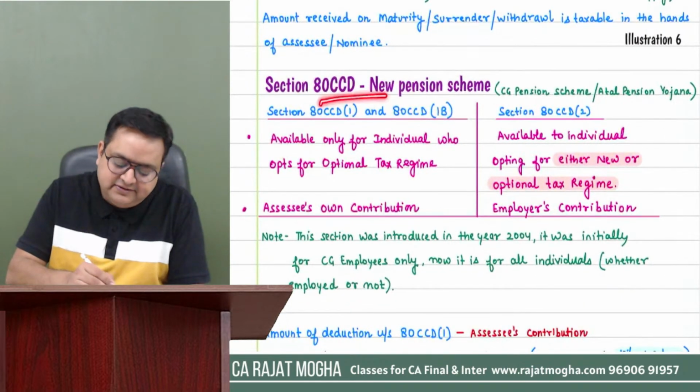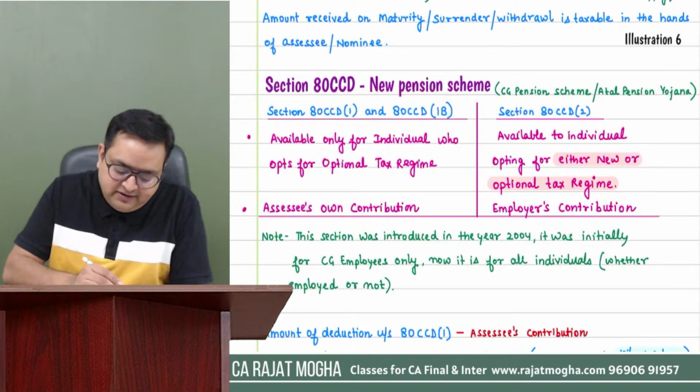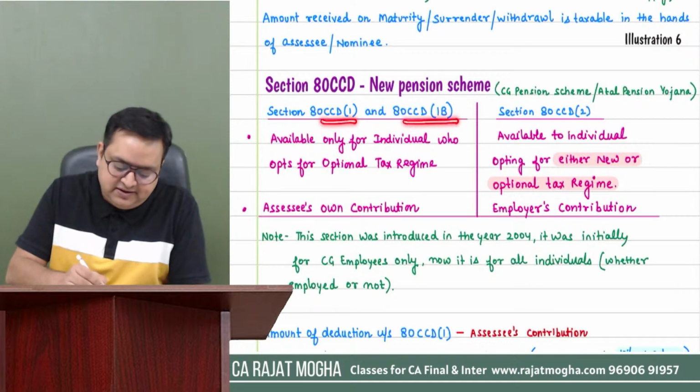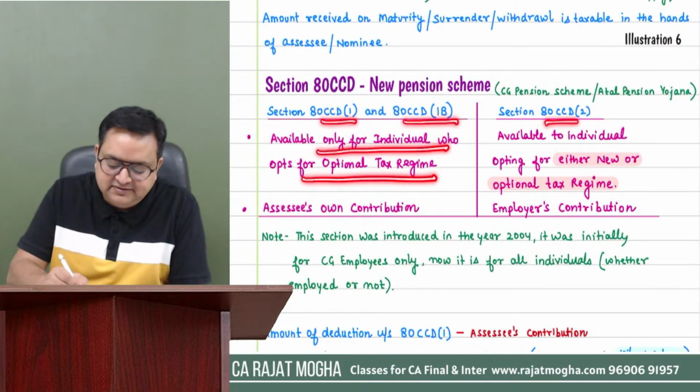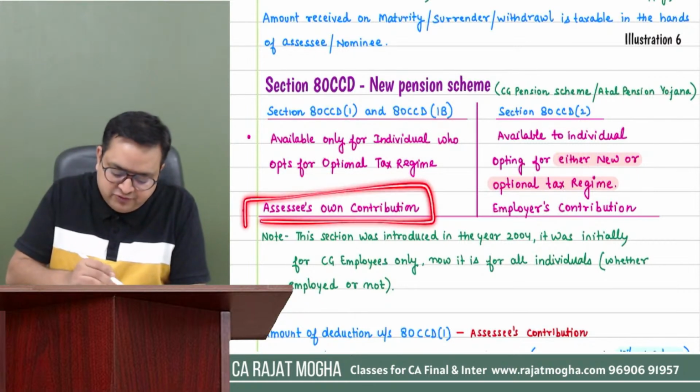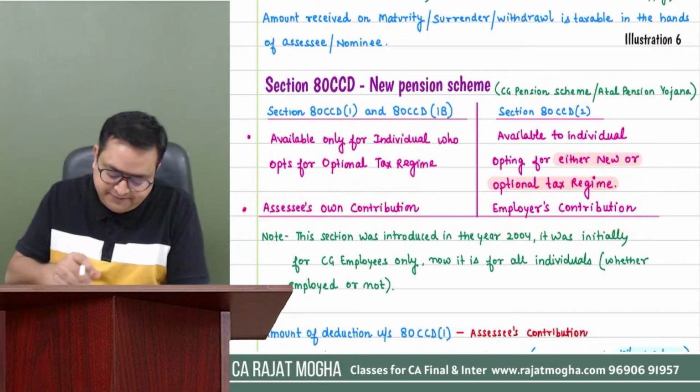See, 80 CCD, new pension scheme. 80 CCD1 and 80 CCD1B are available only for individuals who opt for the old tax regime. 80 CCD2 is for both the tax regimes. The first is the assessee's own contribution. This is employer contribution, right?